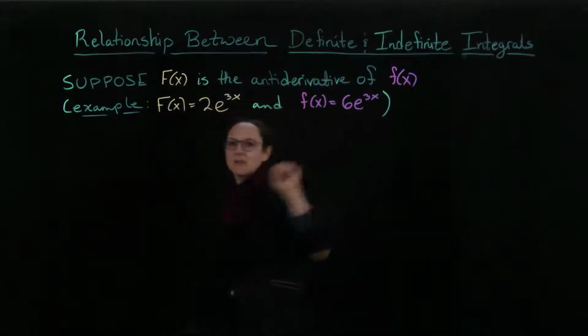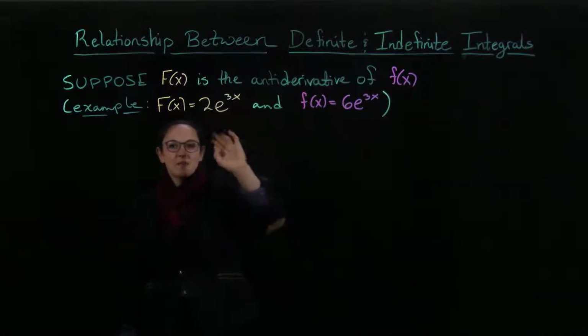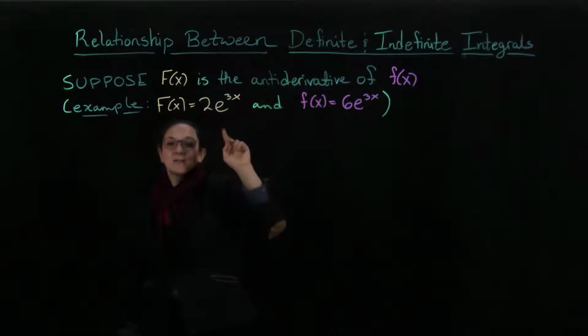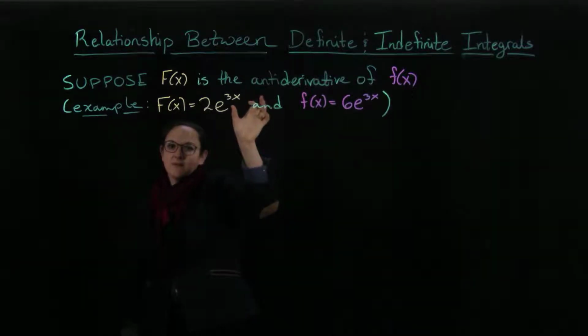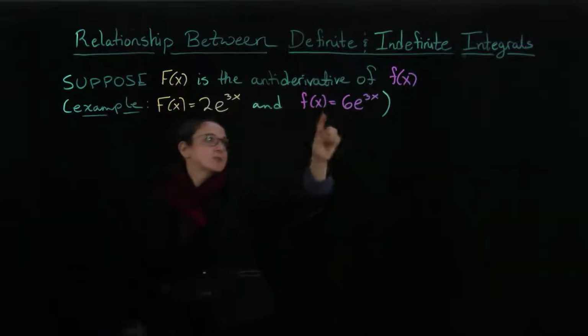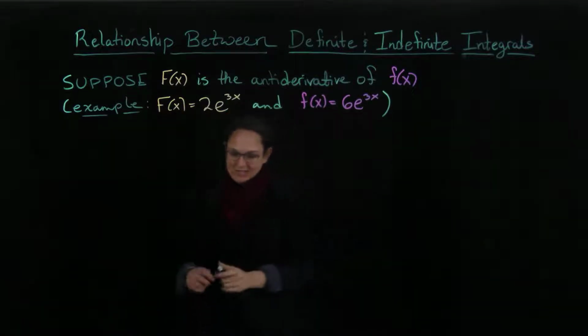An example we can use throughout is big F of x equals 2e to the 3x. If I take the derivative of that, because of the chain rule, I end up getting 2 times 3, because 3 is the derivative of 3x. So 2 times 3, e to the 3x, which is 6e to the 3x. So we've checked it works.